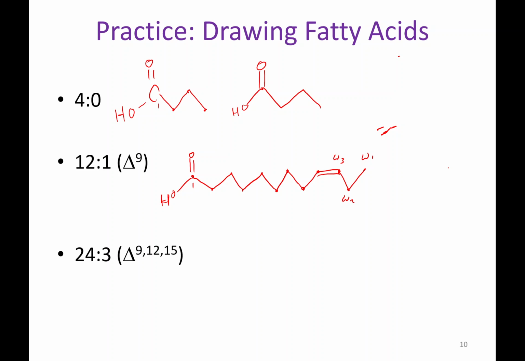Finally, 24 semicolon 3, delta 9, 12, 15. There's our fatty acid at carbon 1. Then 2, 3, 4, 5, 6, 7, 8, 9, to 10, double bond, 11, 12, 13, 14, 15, 16, 17, 18, 19, 20, 21, 22, 23, 24. I'll just number these 9, 12, 15. So pretty simple.